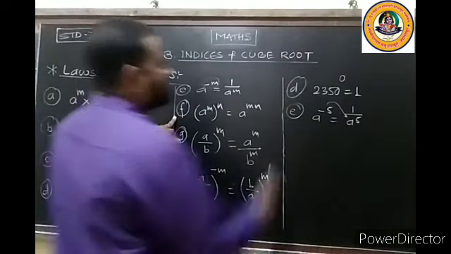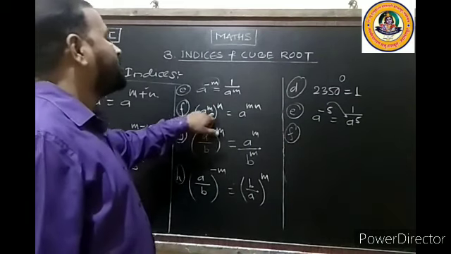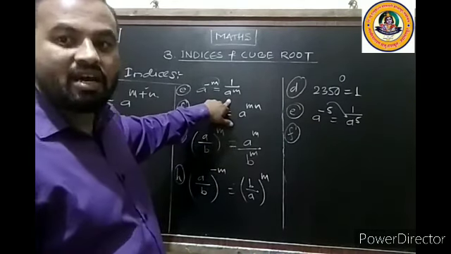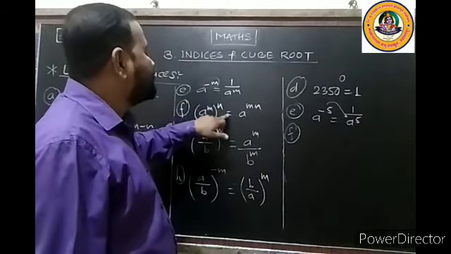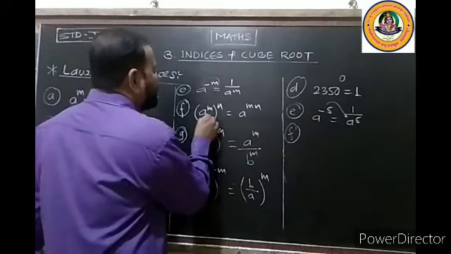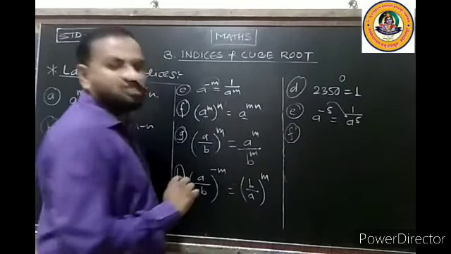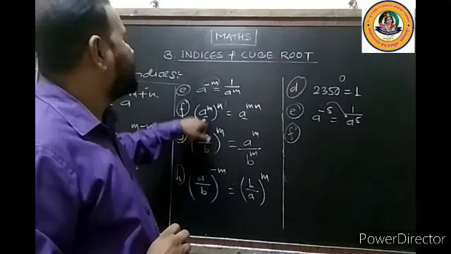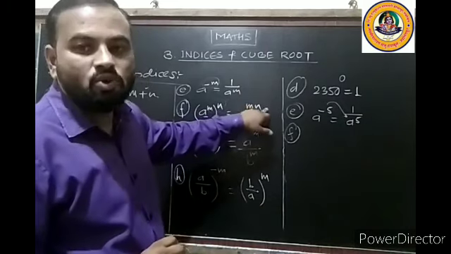What is the sixth law? F is a raised to m raised to n. That means it is an index of index. We call it the power of a power. Okay. a raised to m raised to n is equal to a raised to, that is the base is a and the multiplication of their indices. That means we get a raised to m raised to n equal to a raised to m into n.